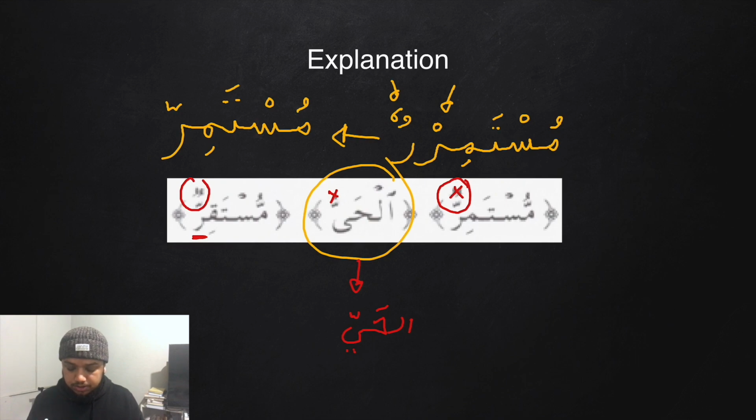So listen to the difference. If there is no shaddah, it would be mustaqir. But here there is a shaddah, so I must do nabr in order to show that I'm stopping on a letter with a shaddah. Mustaqir. You can hear the emphasis.